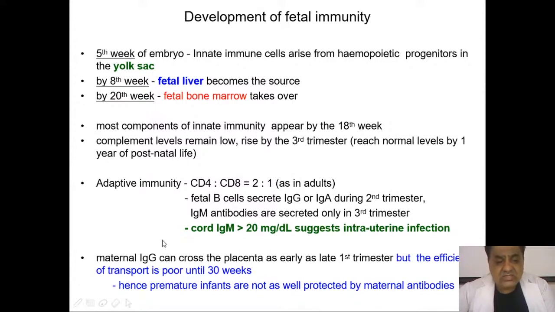Anyway, the maternal IgG can cross the placenta as early as the late first trimester, but the efficiency of transport remains poor till the 30th week. So only after the 30th week of gestational life does the IgG cross the placenta efficiently. Hence, premature infants are not as well protected by maternal antibodies as term babies. That's why they are more prone to infection. They are weak, of course, and their immune system is also not so well evolved, because the ready-made IgG is not able to protect the fetus, right? The newborn and the fetus as they develop.